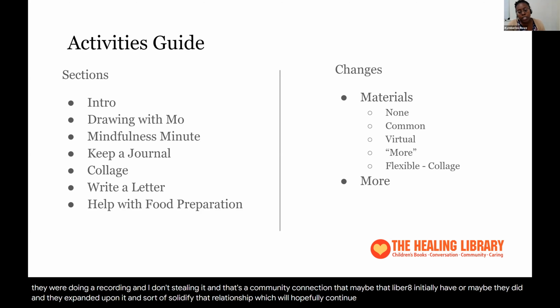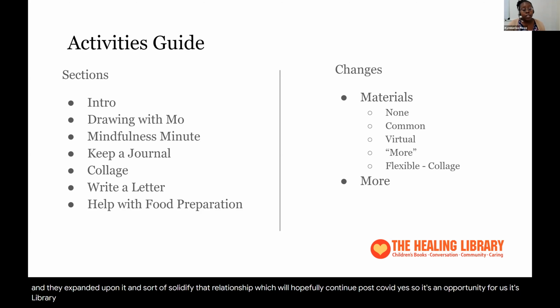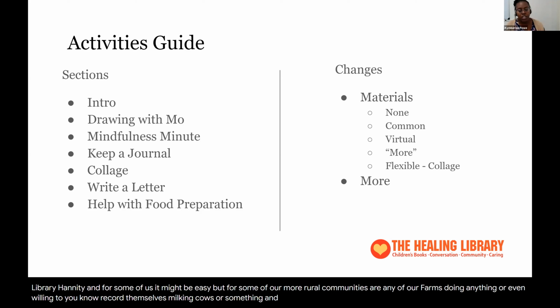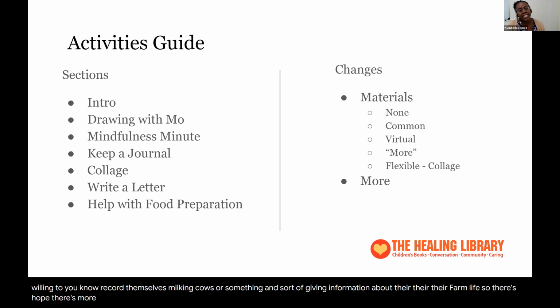Yes. So it's an opportunity for us as librarians to really dig deep into our community. For some of us, it might be easy. If you're in New Haven, you've got like 19 museums. But for some of our more rural communities, are any of our farms doing anything? Are they willing to record themselves milking cows and give information about their farm life? So there's more opportunity, I think, than we realize. It just might take a little bit of time to work out the kinks. Yeah, I love that. Thank you.